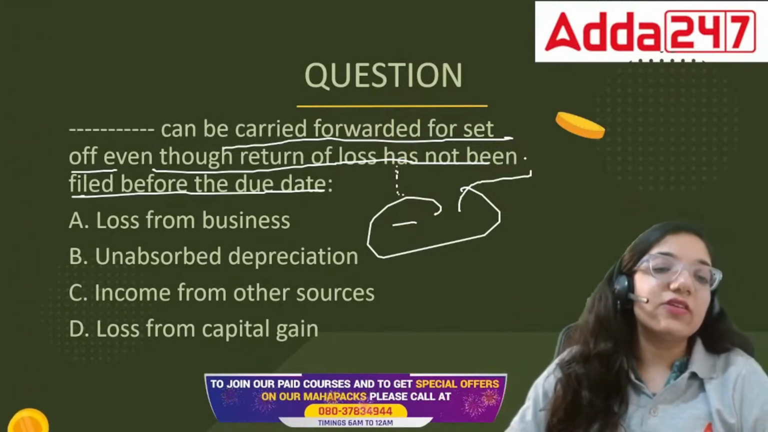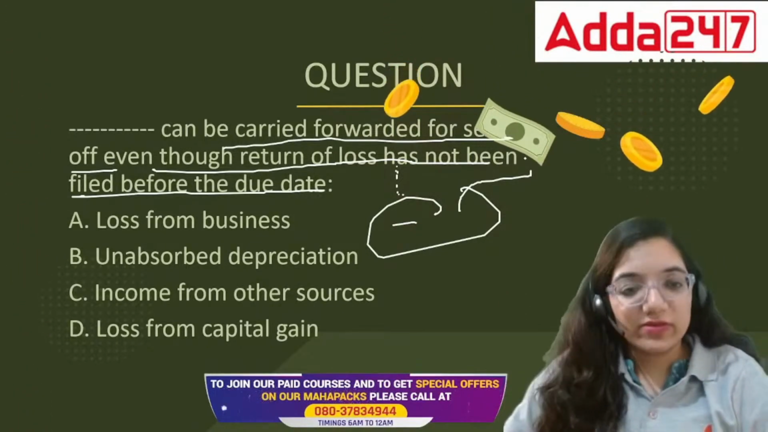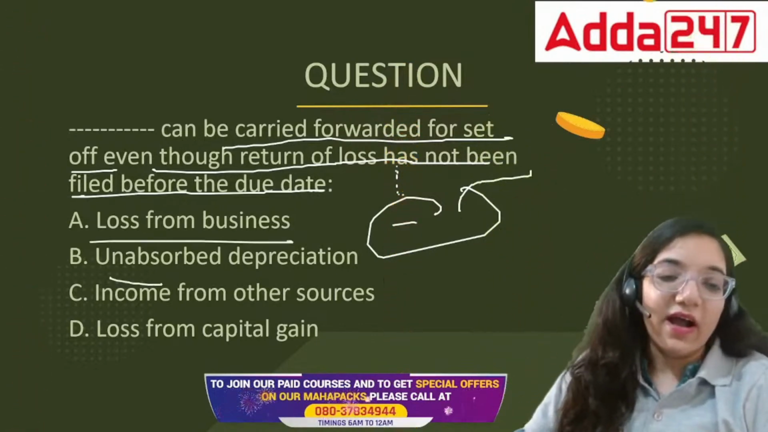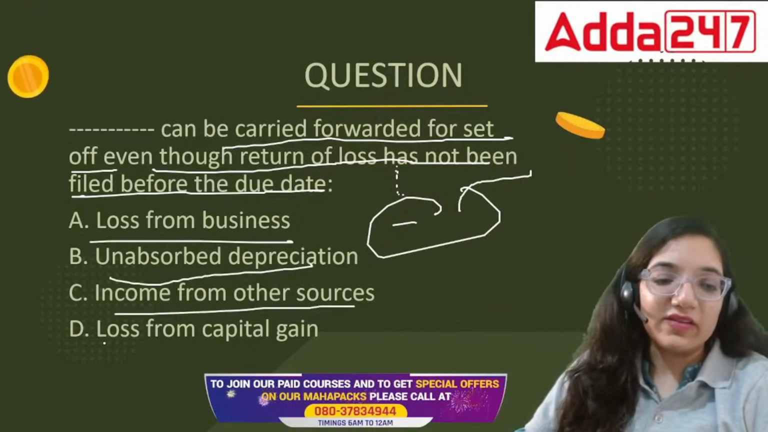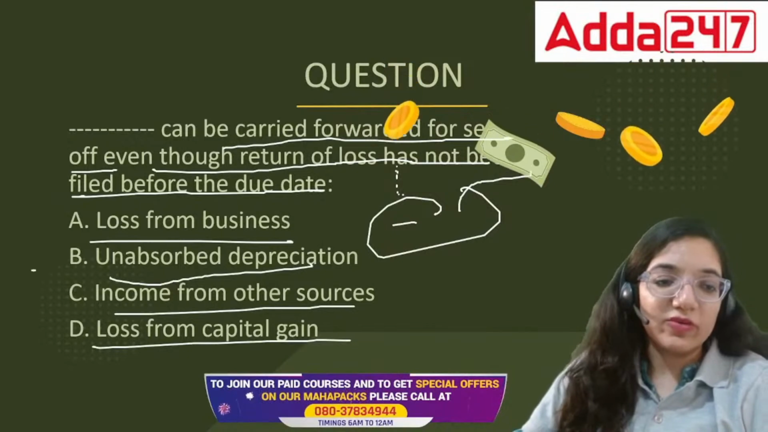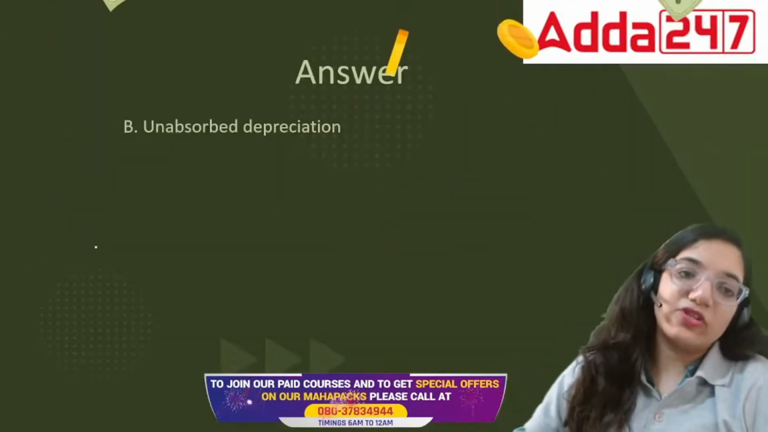But there are certain losses which can still be continued. That is loss from business, which cannot be carried forward this way. Unabsorbed depreciation, income from other sources, or loss from capital gain. The answer would be unabsorbed depreciation. This depreciation is going to be the answer.